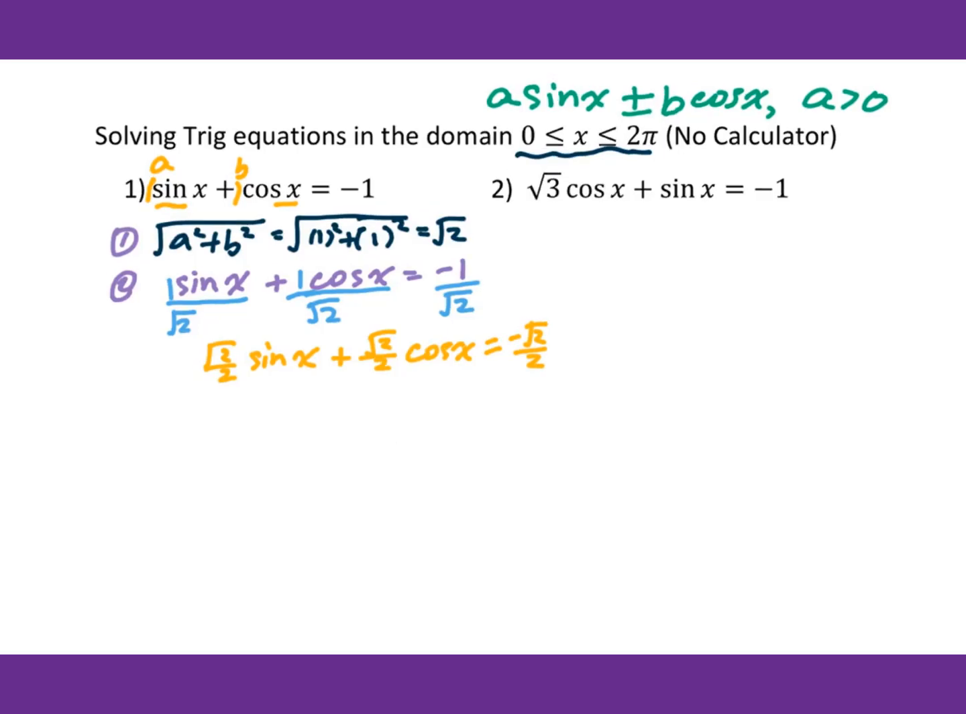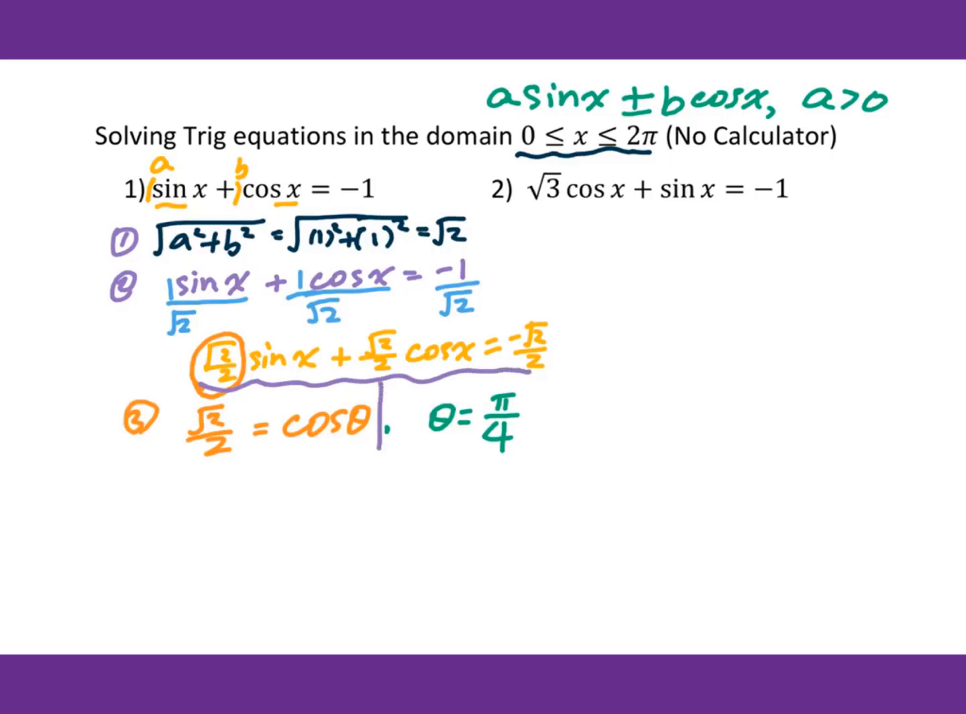Then our next step, you will set this number, square root of 2 over 2, equal to cosine theta. We know theta will be the reference angle and theta equals pi over 4. Then next step, you will change this function into sin of x, this is a plus, so over here is plus pi over 4, then equals negative square root of 2 over 2.